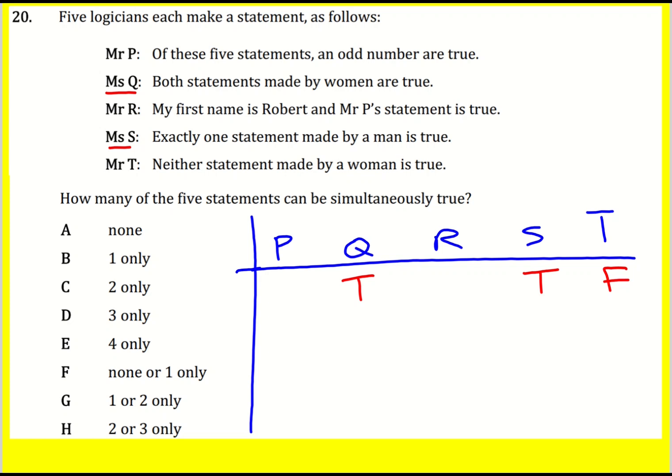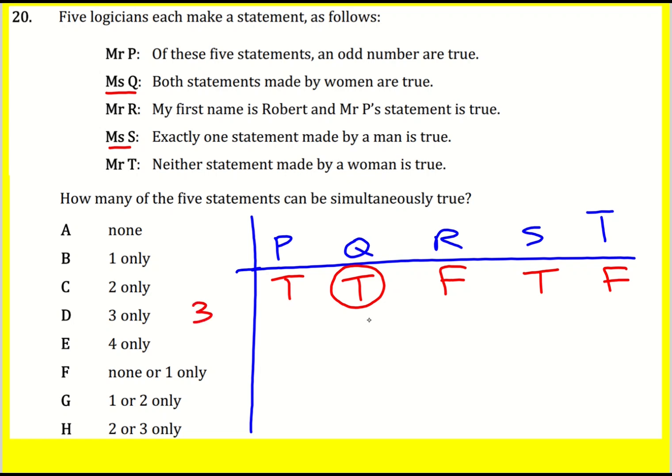And then what Mr. P says: of the five statements, an odd number is true. So if Mr. R was telling the truth, then Mr. P would have to be lying. But Mr. R says Mr. P's statement is true. So it must be that Mr. P is telling the truth and Mr. R is lying. So that is one possible scenario, where I started with Q being true, and that gave us 3. So I'll just write that down.